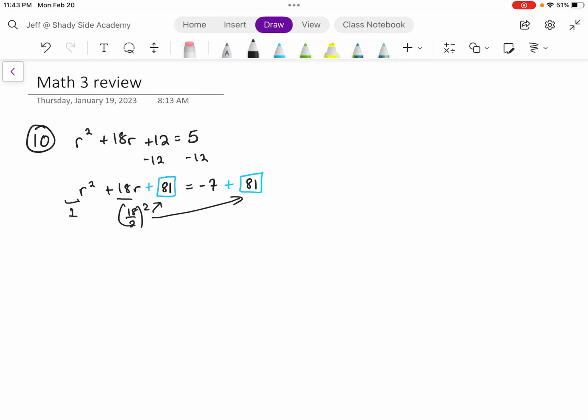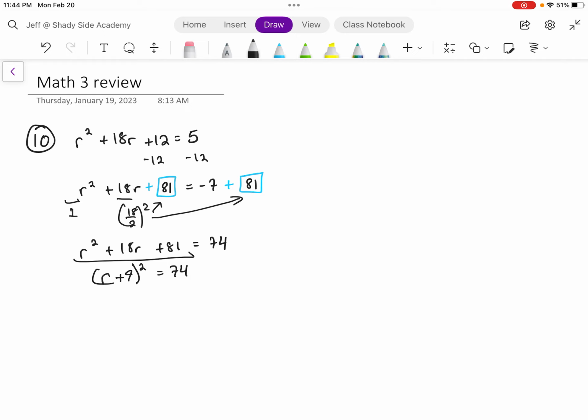So the left side now is a perfect square trinomial. We'll rewrite it one more time: r squared plus 18r plus 81 equals, and over here I think we have 74. We did this so that the left side factors nicely. We don't want to subtract 74. We want to just factor this left side, and that factors into r plus 9 squared. r plus 9 squared equals 74. Don't FOIL this. Just leave it alone.